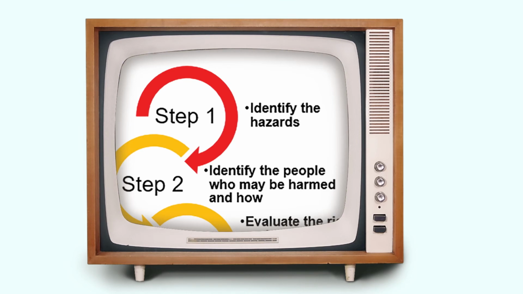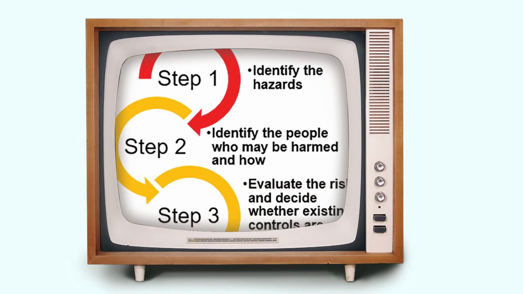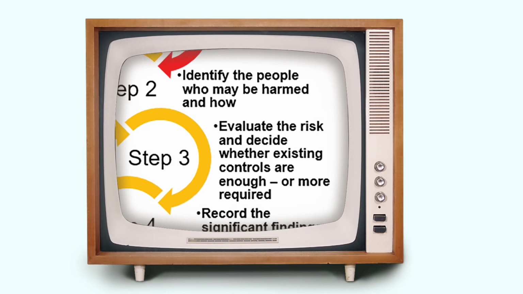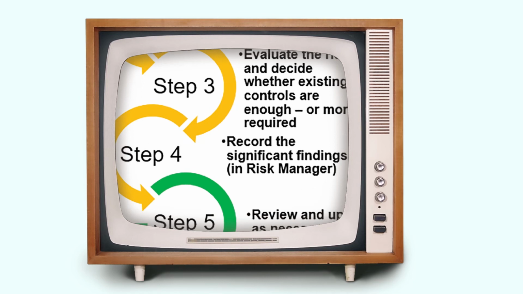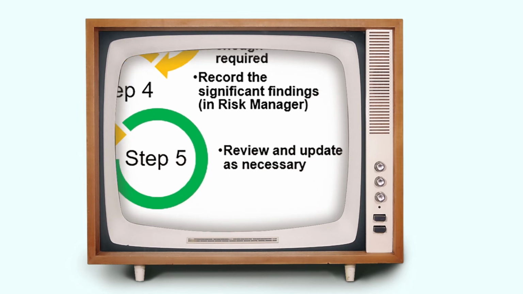So that's it, everyone. Those 5 simple steps again are: identify the hazard, identify the people who may get harmed and how, evaluate the risk and decide whether existing controls are enough or more are required, record the significant findings, and review and update as necessary.